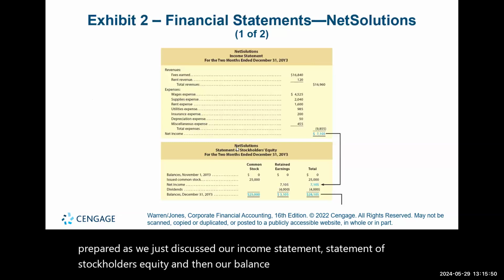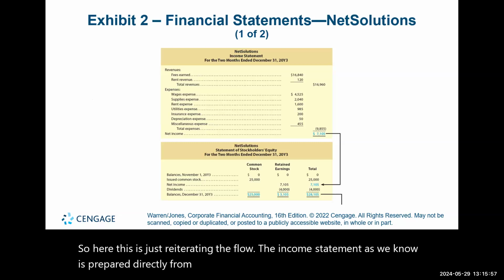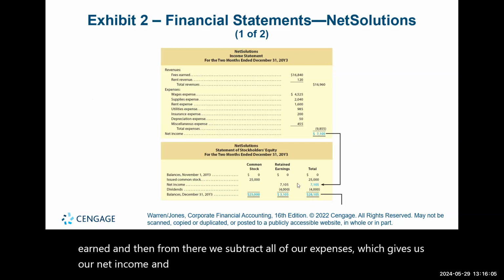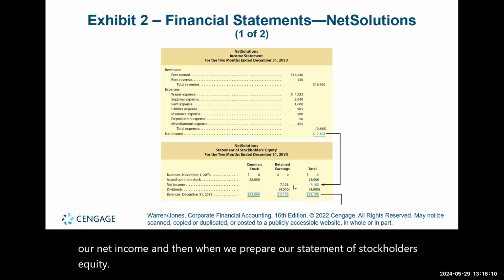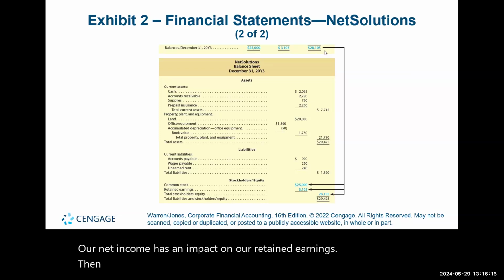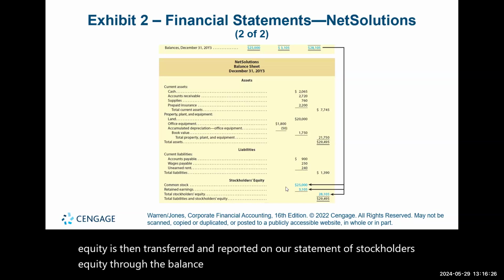So here, this is just reiterating the flow. The income statement, as we know, is prepared directly from the adjusted trial balance. Start off with our fees earned, and then from there we subtract all of our expenses, which gives us our net income. And then when we prepare our statement of stockholders' equity, our net income has an impact on our retained earnings. Then from there, the ending balances from our statement of stockholders' equity are transferred and reported on the balance sheet, in our stockholders' equity section.